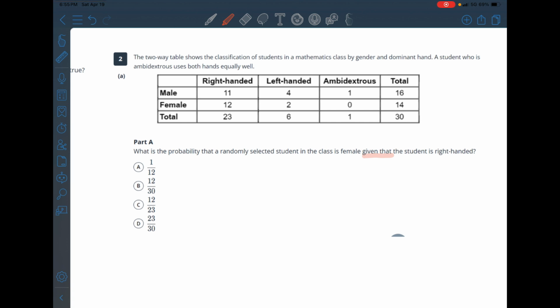It takes away stuff. So given that the student is right-handed, we're only going to look at right-handed students here. So how many right-handed students are there? There's 23. That is going to be my denominator. And then it says female. So how many females of these right-handed? 12. Is that an option? It is, but if it were not, see if you could reduce this. Put that in the calculator: 12 divided by 23. Don't hit enter. Hit second PRB, and it reduces that fraction for you.